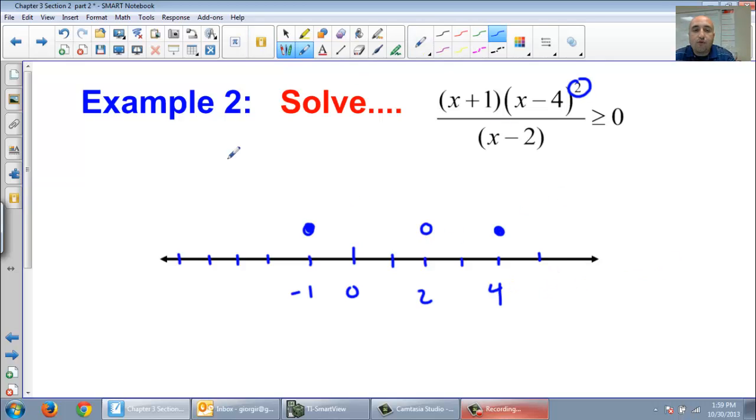Okay, now we have to do our sign analysis. Give me a number to the right of 4. Let's do 5. 5 plus 1 is positive. 5 take away 4 is positive, and there are 2 of those. 5 take away 2 is positive.